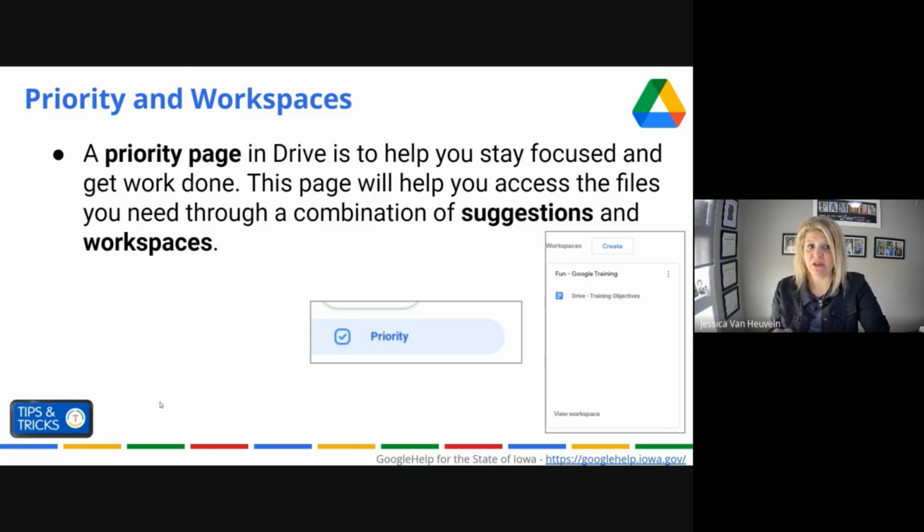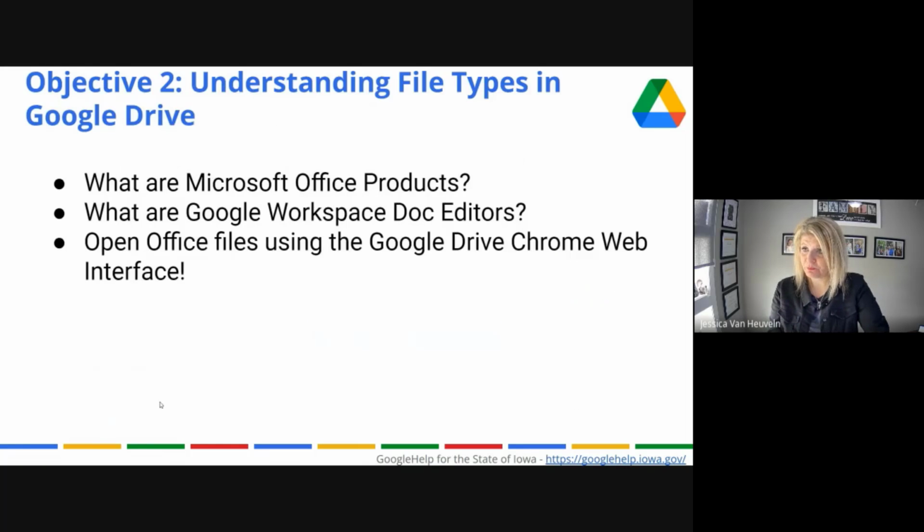And then you have another section on that Priority page that's called Workspaces. And we're going to dive into this a little bit more, but that is what I'm referring to, that little Priority button at the very top in your My Drive. It's right above your My Drive. And we're going to talk about the Priority page here in a minute.